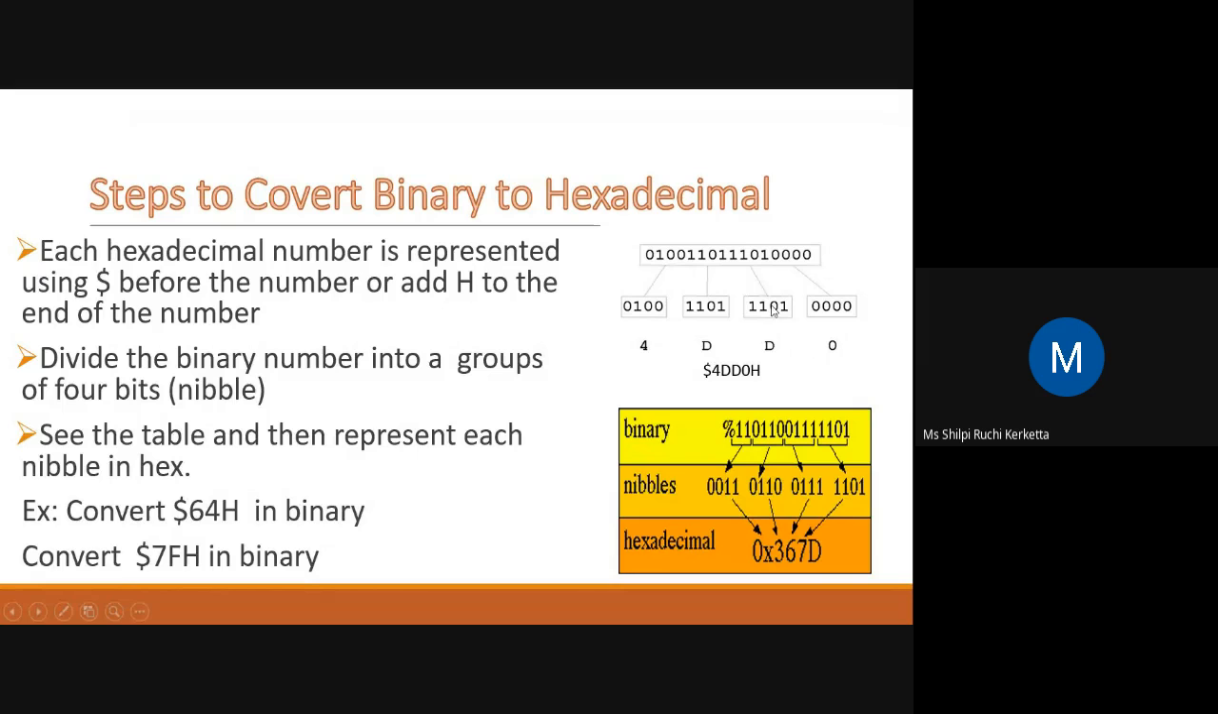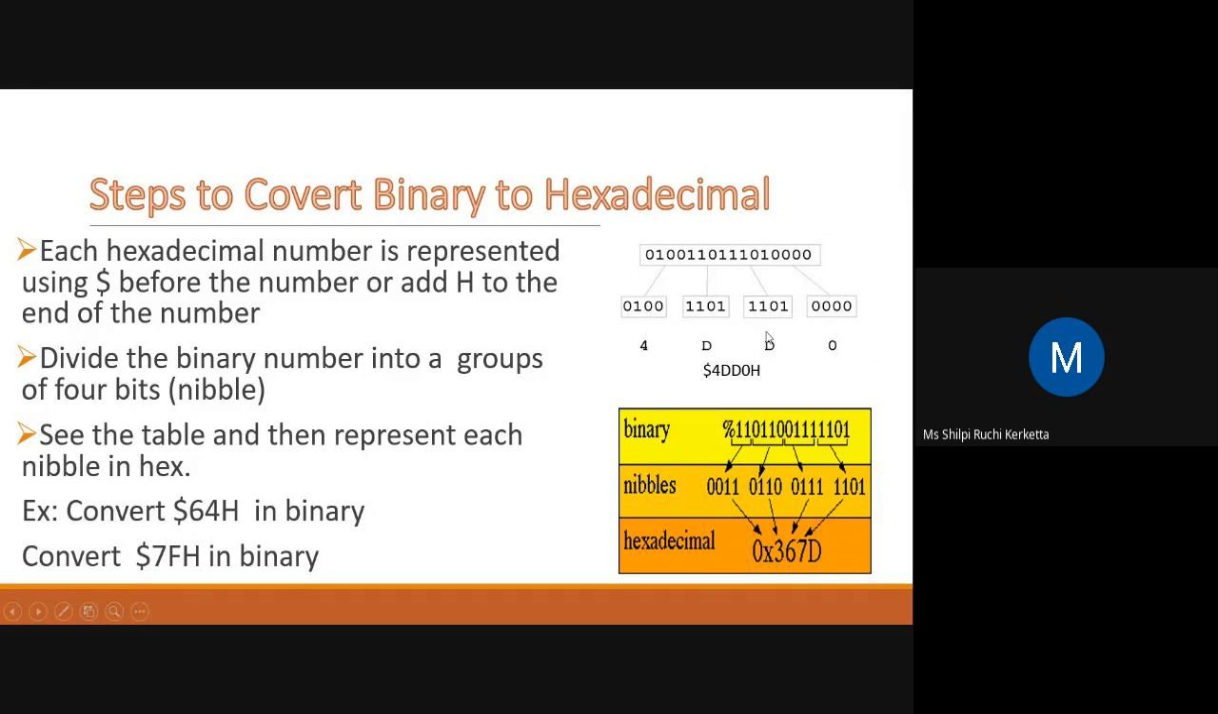One more thing: if we are converting binary to decimal, it becomes very long. You have to do 2 to the power 0, 2 to the power 1, 2 to the power 2, 2 to the power 3, 2 to the power 4, 2 to the power 5, 2 to the power 6, and so on. So many things you have to do. It also becomes a very lengthy process. So what is easiest? We directly convert it into hexadecimal, and it will be like coding.